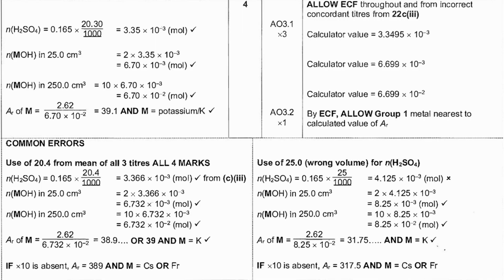Looking at the mark scheme, you can see what they want, and what's quite interesting is they've also listed the common errors, the mistakes that might lead to different numbers apart from 39.1, and therefore different metals being chosen. As always, it's quite useful to have a look at the mark scheme once you've actually had a look at the question and connect what you did in the question with what's in the mark scheme. As always, also, they're going to allow ECF in every single case.